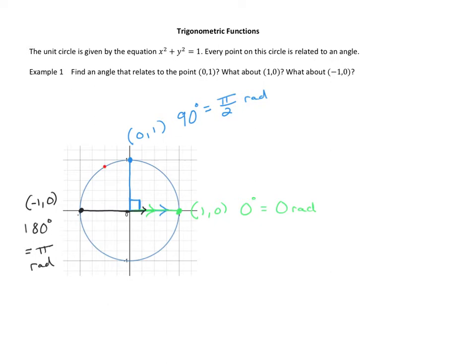Any point you choose can relate back to an angle, and any angle can also relate to a point. So more abstractly, if I pick a point here and call it (x, y), it's very easy to relate it back to an angle. And that angle is going to be represented by this spot here, which I'll label as theta.